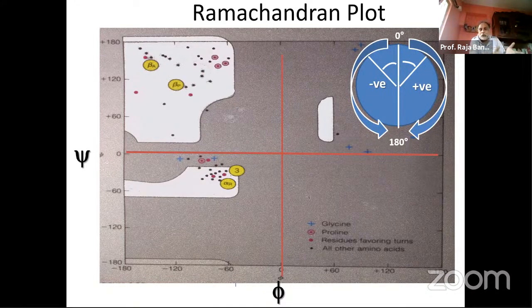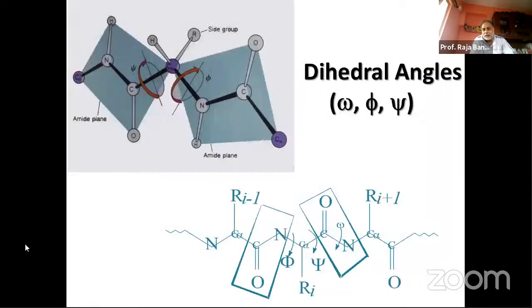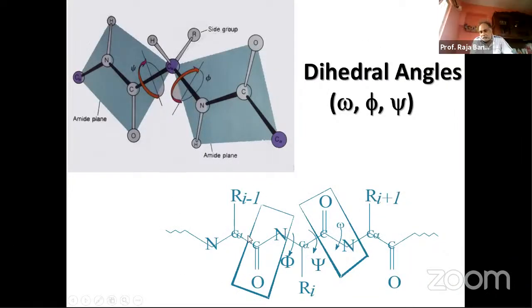The whole thing is phi, psi and omega. If you look at this, there is nothing else. See this: MC alpha psi. This is phi, this is psi, this is omega. So for the whole linear sequence, you can have the three dihedral angles, phi, psi, and omega.